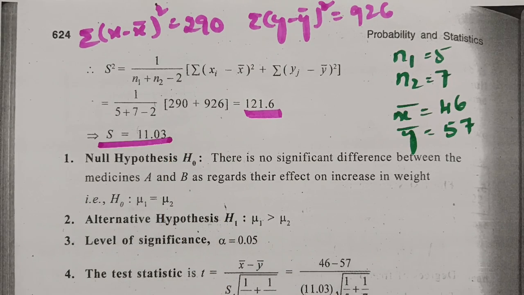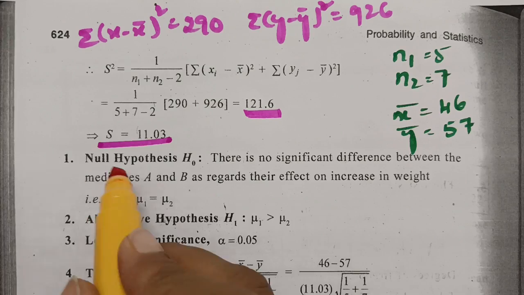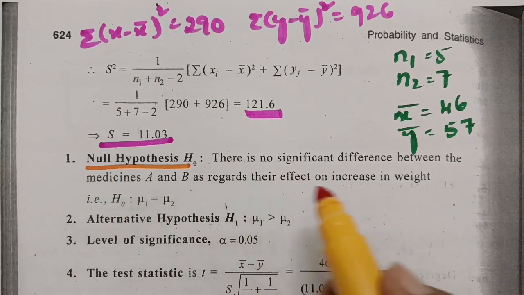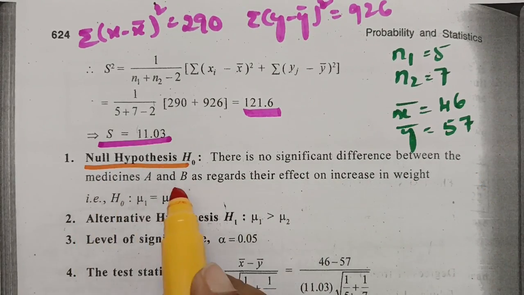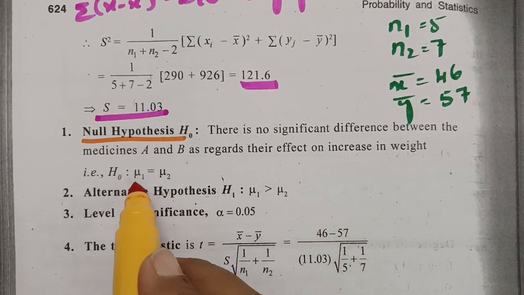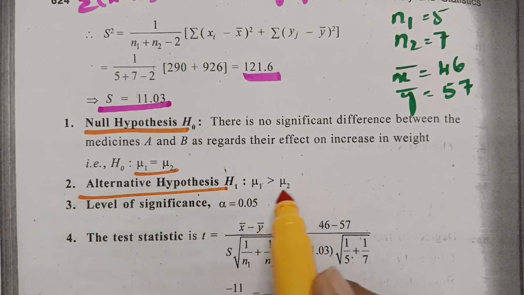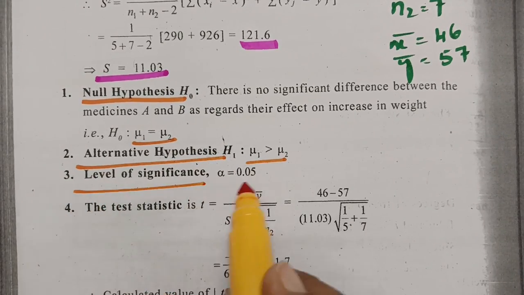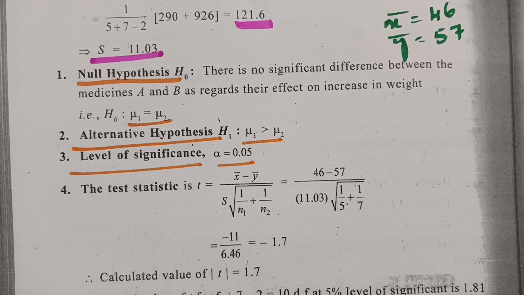And next we have to go with the 5 points. First one is the null hypothesis H naught: there is no significant difference between the medicine A and B as regards their effect on the increase in the weights, that is mu1 equal to mu2. Alternate hypothesis, mu1 greater than mu2, and level of significance, that is alpha, is equal to 0.05.